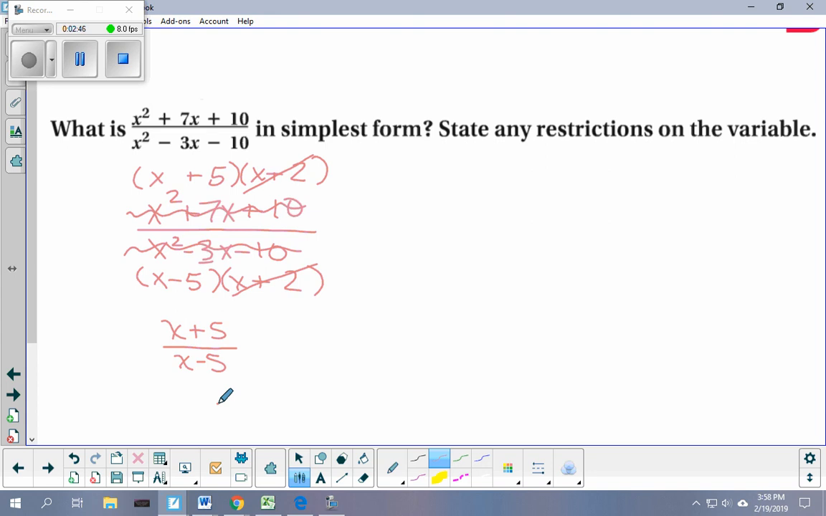The other thing that we need to address is the problem says state any restrictions on the variable. Well, the value that we never can have in the denominator is 0. So what we do is we look back into the problem where it's factored, and we look at those factors and set each of those equal to 0. So if x minus 5 equals 0, x would equal 5. And if x plus 2 equals 0, x would equal a negative 2. However, we don't want 0 in the denominator, so we say that x cannot equal 5 and negative 2.